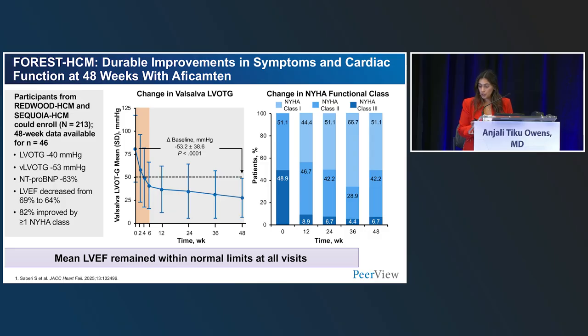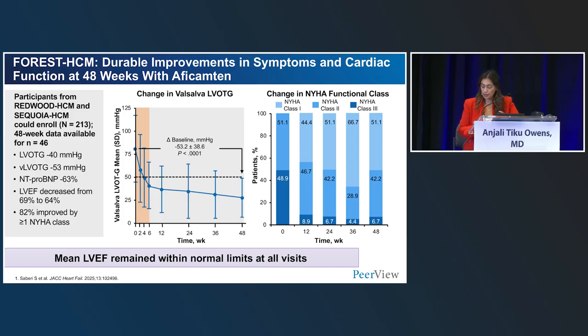So let's switch and look at the next in class agent, which is aficamten. And you'll recall our clinical trial slide. This is data from FOREST-HCM. These are patients who were in a parent study of aficamten who have rolled over to open label extension. This is at 48 weeks.